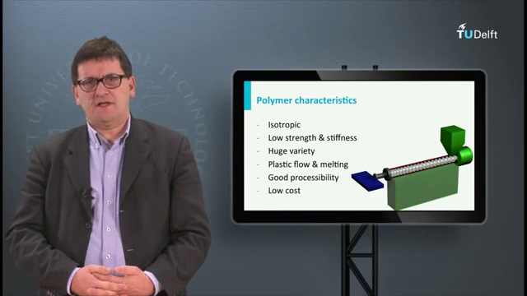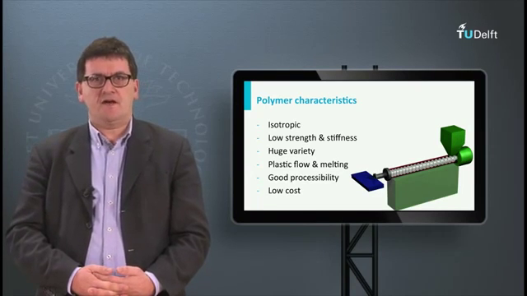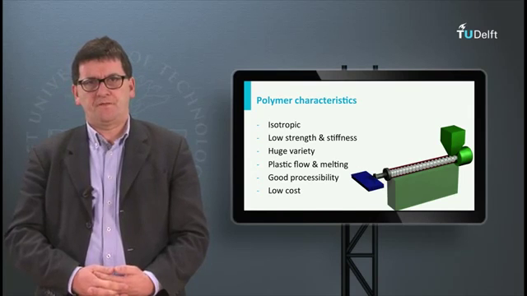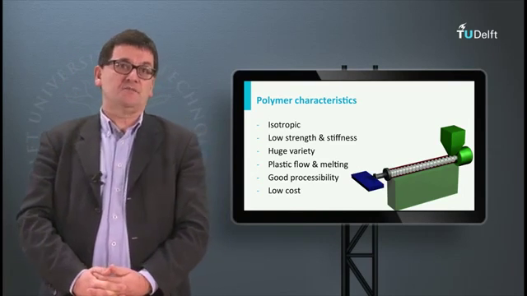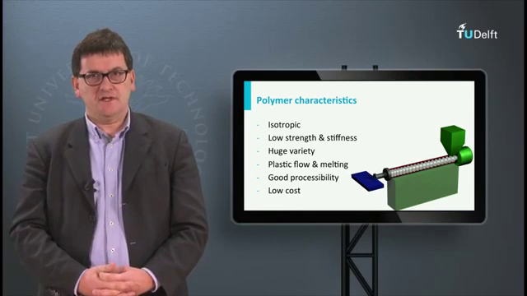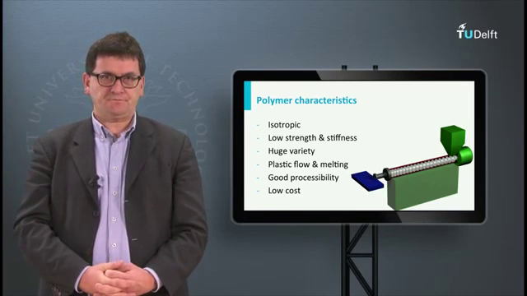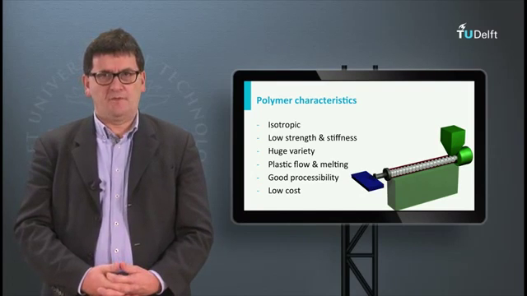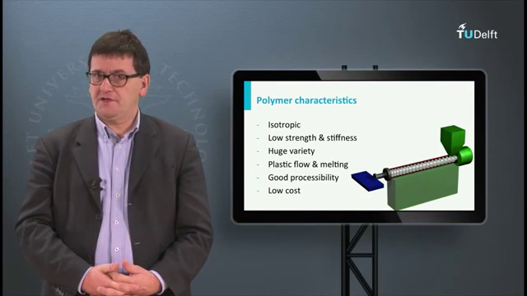In case of thermoplastics, they can be melted and they have a significant plastic flow. In the picture, you see an injection molding process, a process that is very widely used in the plastics industry. Also, the base polymers are usually very cheap materials.